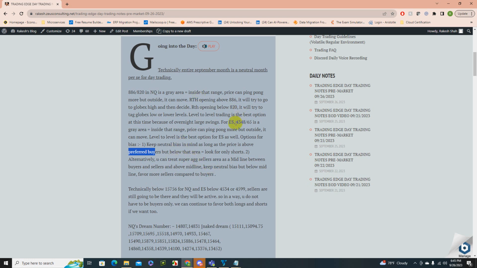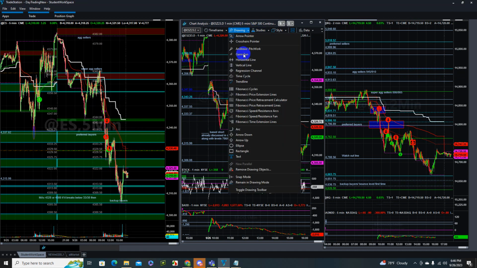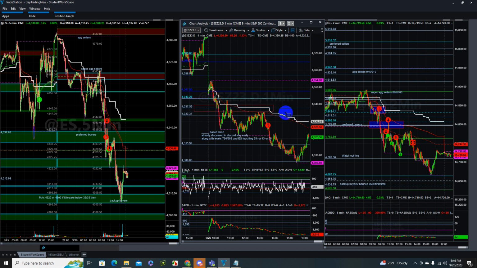So now you understand this is a range. Above or below, price can move. These are the two options for the bias. Preferred bias area above, neutral; below, sellers. Below midline, sellers; above midline, neutral. So now let's look. The preferred bias area, which is 33 to 38. Let's do a zone here. This is the preferred bias area. Above it, neutral, meaning you are allowed to do both longs and shorts. Below, stick with shorts.